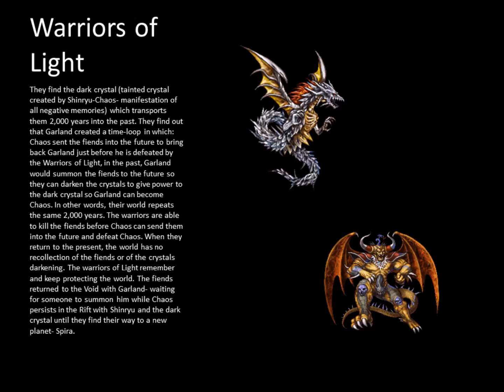When they return to the present, the world has no recollection of the fiends or of the crystals darkening. The Warriors of Light remember and keep protecting the world. The fiends return to the void with Garland, waiting for someone to summon him, while Chaos persists in the rift with Shiryu and a dark crystal until they find their way to a new planet, Spira.